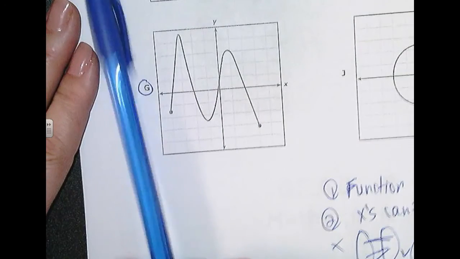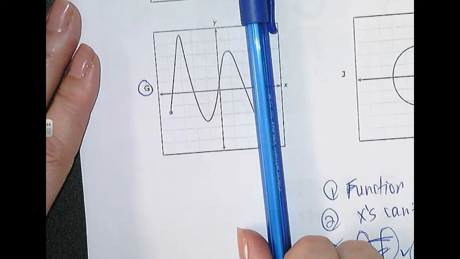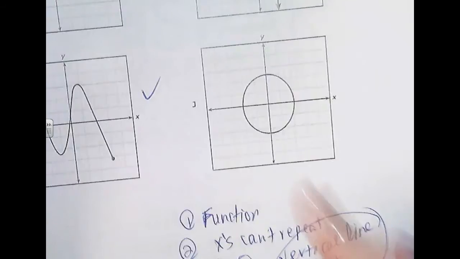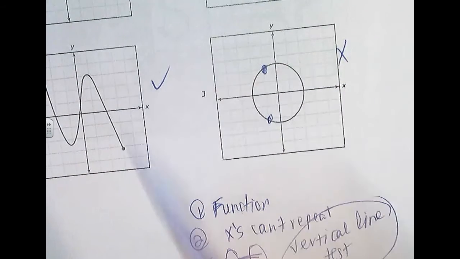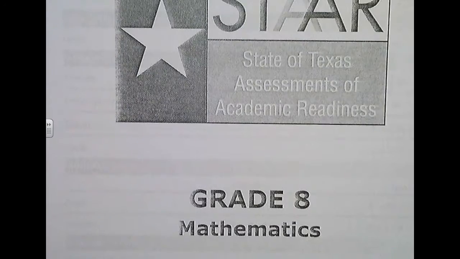Looks dumb, but check for vertical line. As you skim across that, am I touching it more than once? Not really. That one's okay. What about this one? Bam. 2. Right there. Fail. Answer's G. It can't touch more than 1 point. Next question.